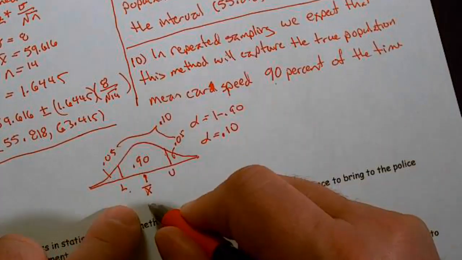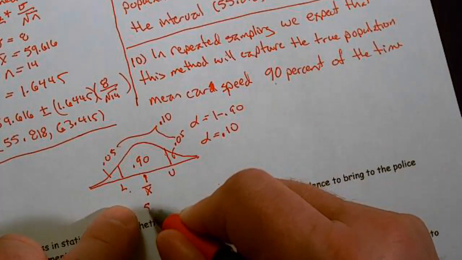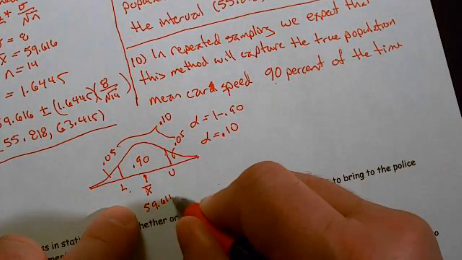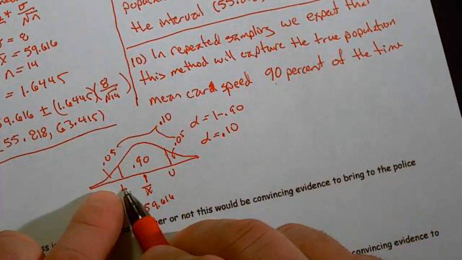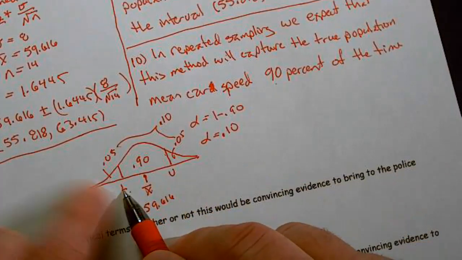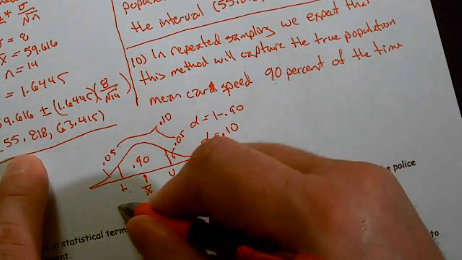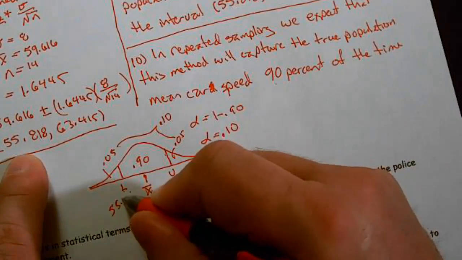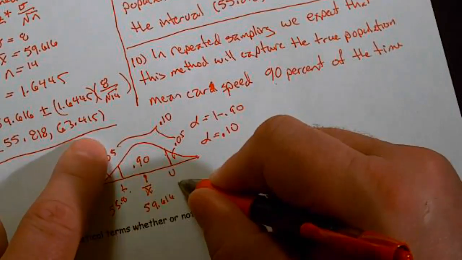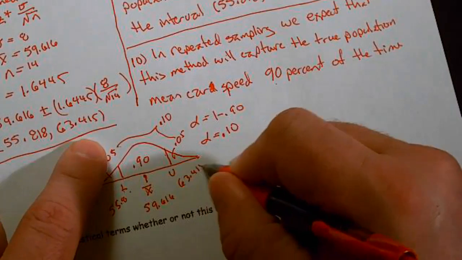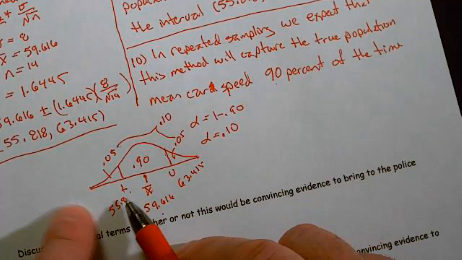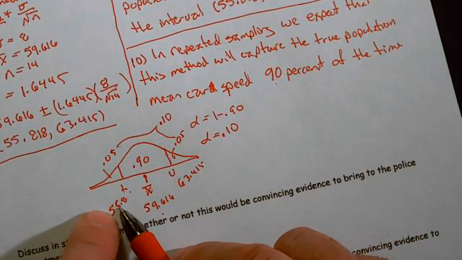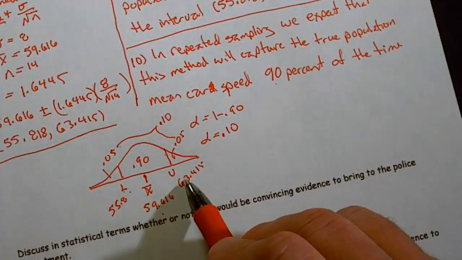And our X bar we calculated as 59.616. So this will be exactly in the middle, whatever this value is, when we have a lower bound of 55.8. So this is 55.8 right here. Then we have an upper bound of 63.415. Well, obviously our sample mean is there, and we also believe that our population mean is somewhere between 55.8 and as high as 63.4.